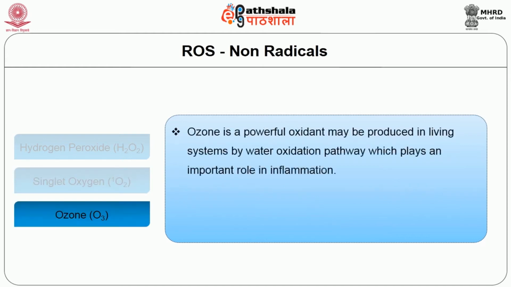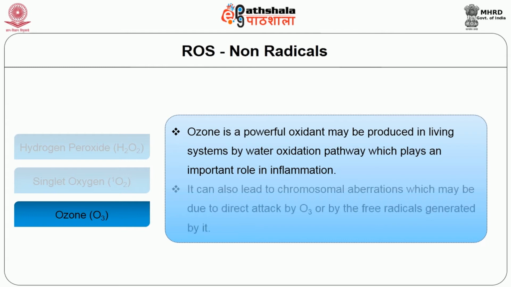The next one is ozone. It is a powerful oxidant. It may be produced in the living system by the water oxidation pathway, which plays an important role in inflammation. It can also lead to chromosomal aberrations. It may be due to the direct attack by ozone or by the free radicals which are generated.